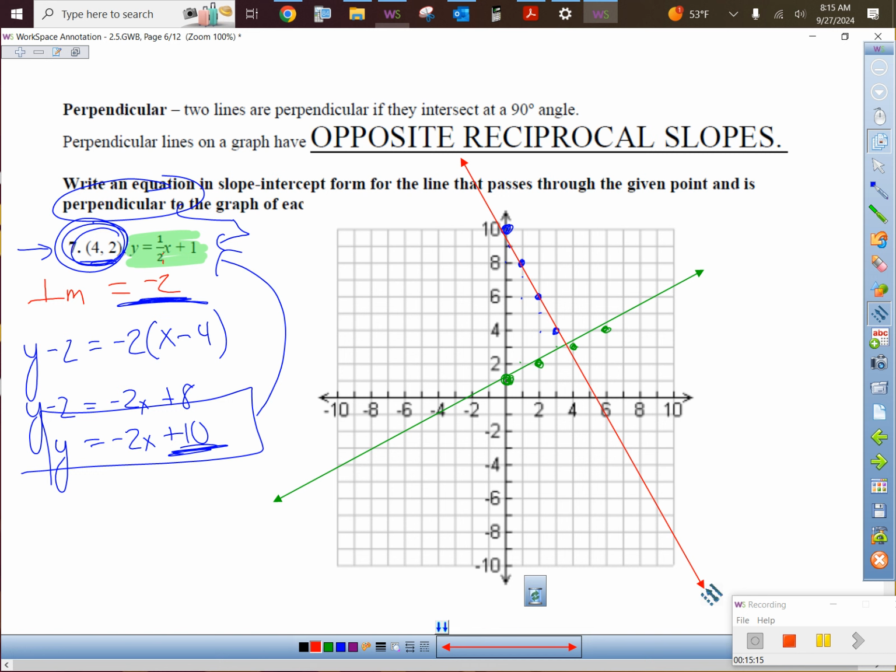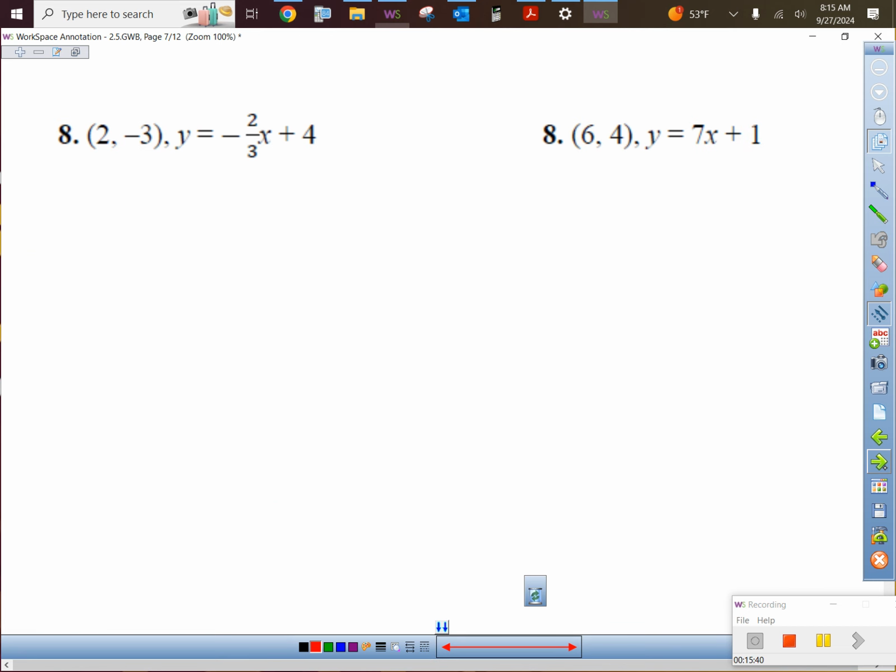Like, I don't even need to put a protractor on top of it to measure it, because the reason why I know they are perpendicular is because they have 3 words. Opposite reciprocal slopes is very important. You can't just say they're opposite reciprocals. The slopes are opposite reciprocal. So opposite reciprocal slopes. So let's do that again.